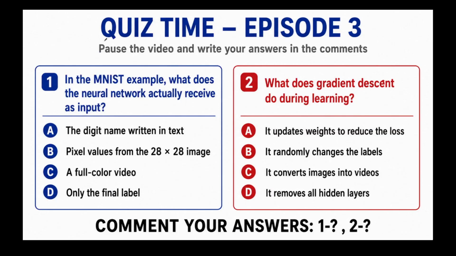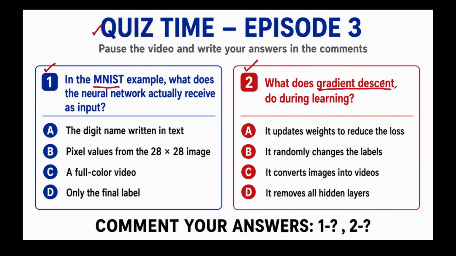Now it's quiz time. Pause the video and write your answers in the comment section. Question number 1. In the MNIST example, what does the neural network actually receive as input? Option A, the digit name written in the text. Option B, pixel values from the 28 by 28 image. Option C, a full color video. Option D, only the final label.